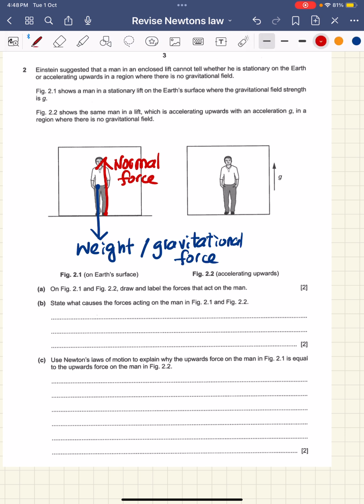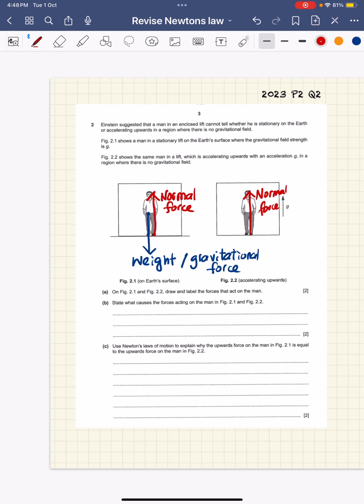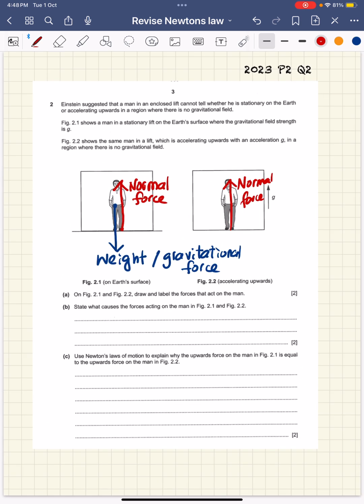In this case, let's think about how he can be accelerating, moving upwards. In order to move upwards, it must be because the floor of the lift is pushing him upwards. Therefore, the force acting on the man is just the normal force by the floor of the lift acting on him. So that will be the answer for part A.